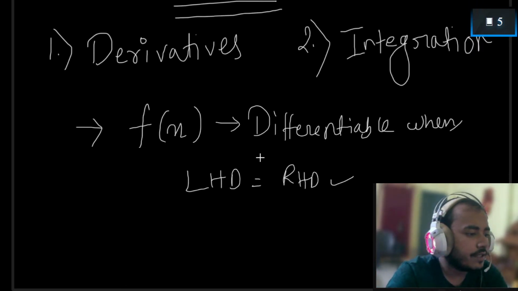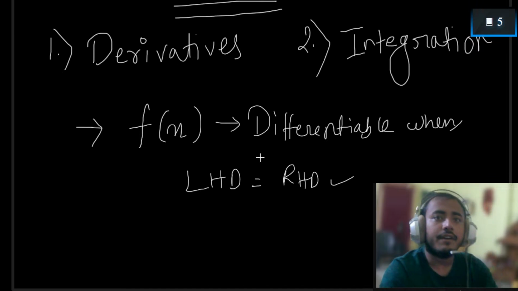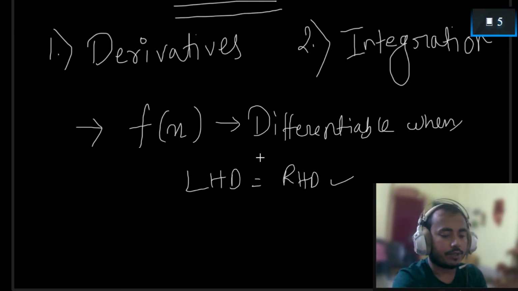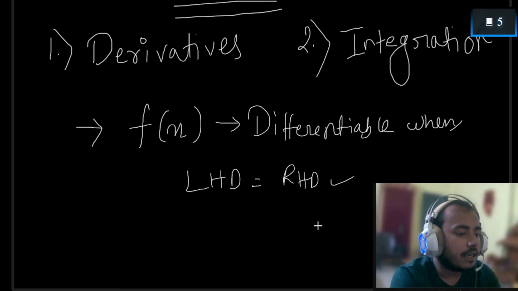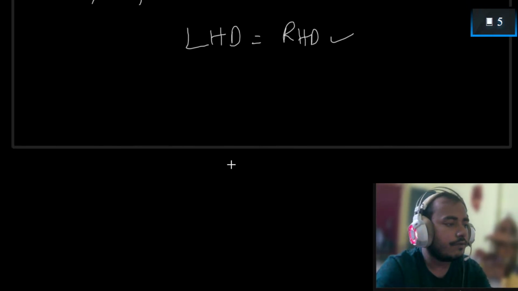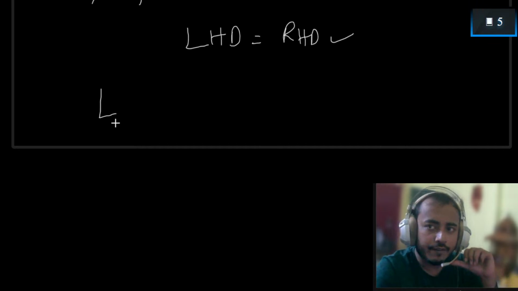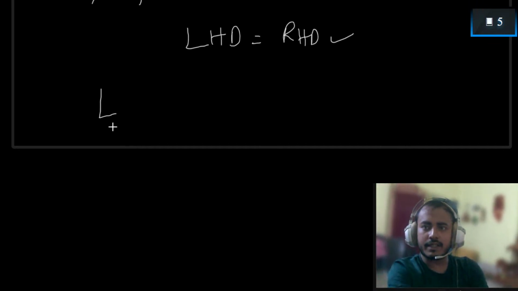Given a function f of x, its left hand derivative and its right hand derivative must exist and they must also be equal. So they must be finite. But in order to see what LHD and RHD basically are, anyway, the voice is fine, right? You guys can hear it now.